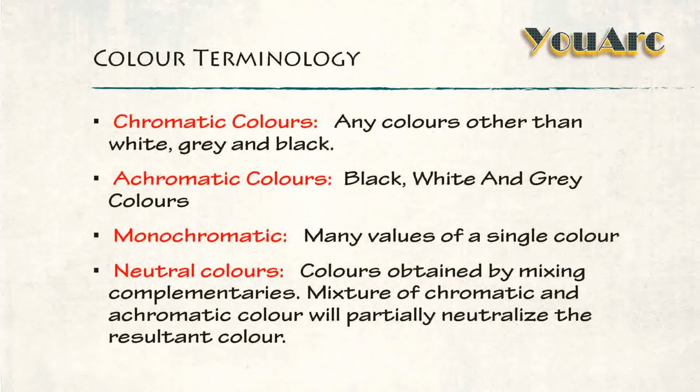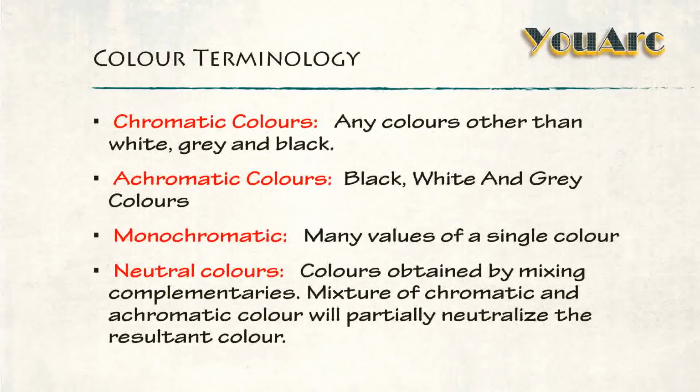Let's discuss a few color terminologies. First is chromatic colors. Chromatic colors are colors other than white, gray and black. As we already know, chromatic color means having hue. Why don't they include white, gray and black? Because they don't have hue in them.